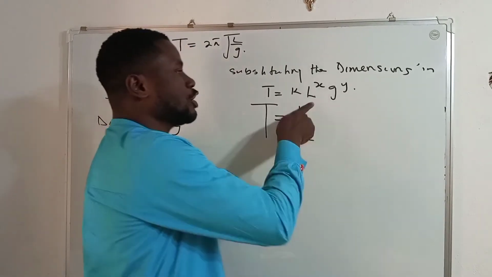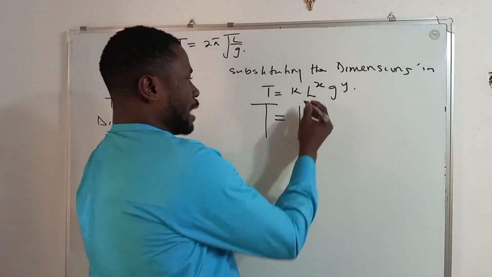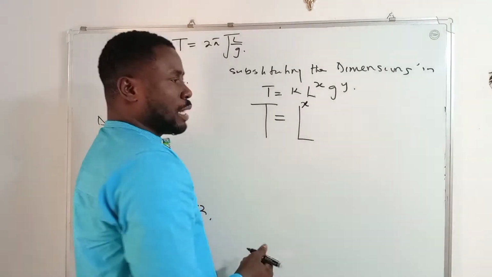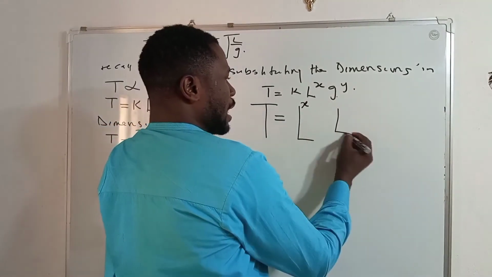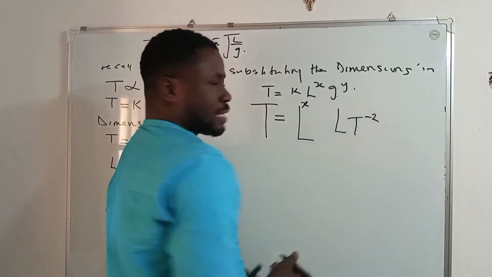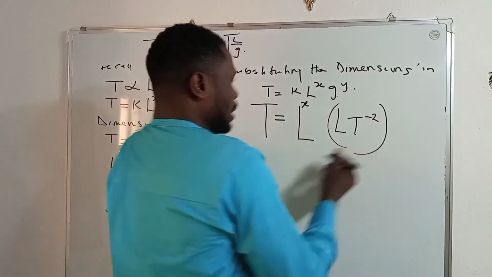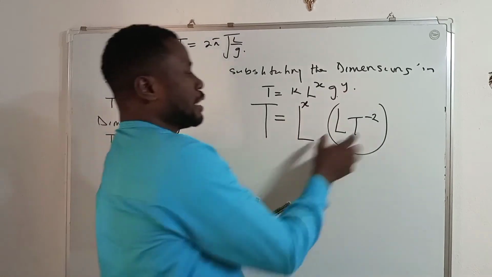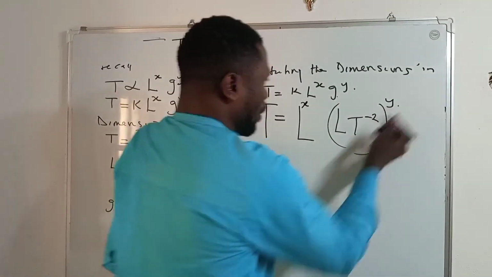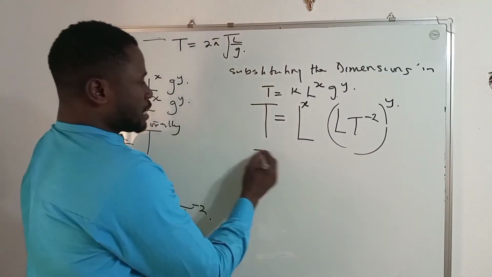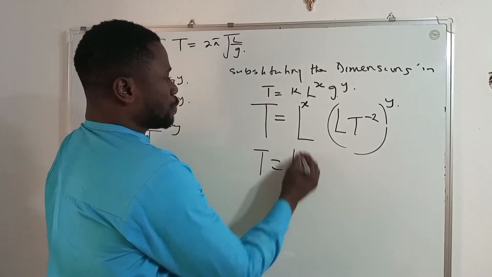And because this L is raised to power x, the dimension must equally be raised to power what? X. Now G is LT minus 2. That is the dimension. And because the G is raised to power Y, the dimensions must equally be raised to power Y. Now we say this is equal to T equal to L raised to power X.